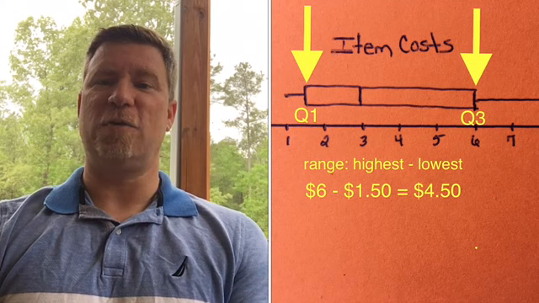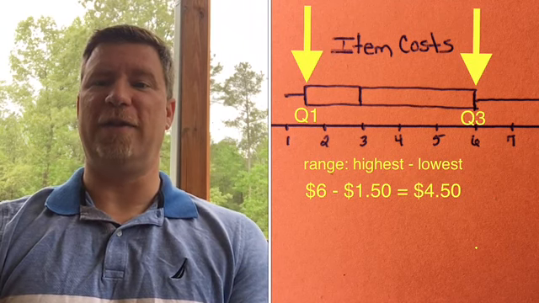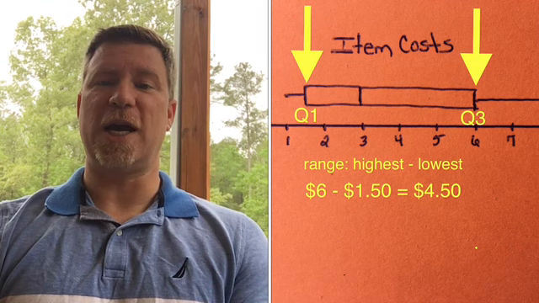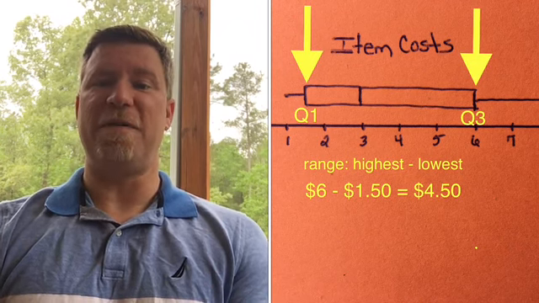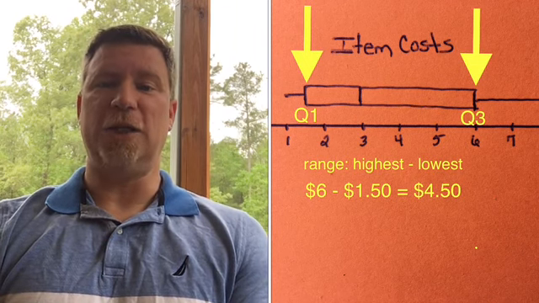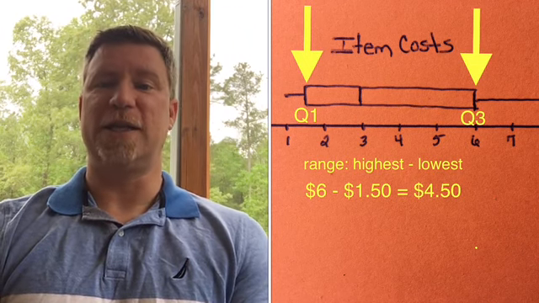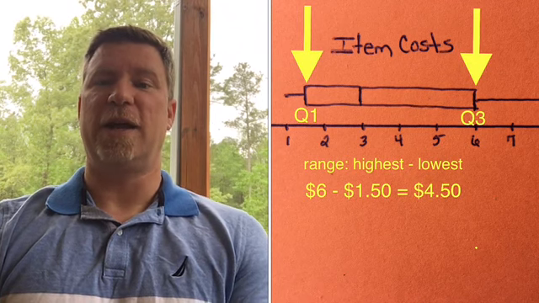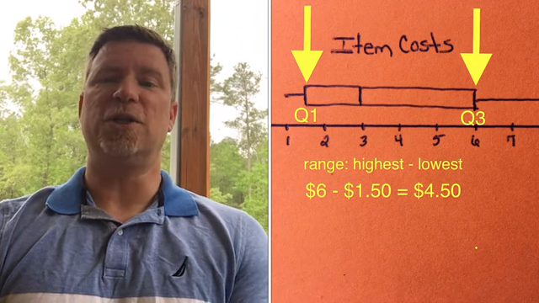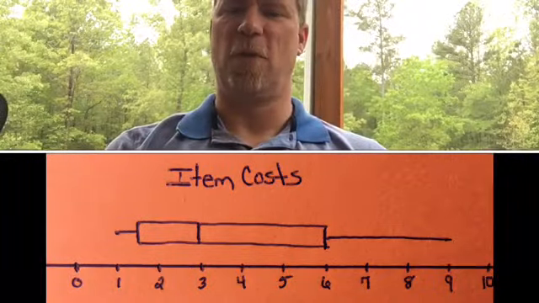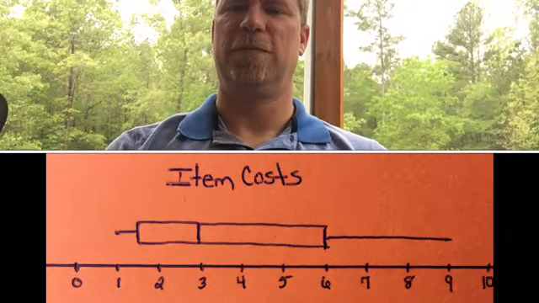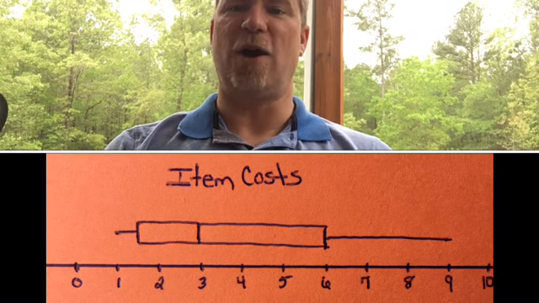What that means is, what is the range between the first quartile and the third quartile? Well, the third quartile is $6. The first quartile is $1.50. So to find the range, I'm just going to simply subtract $6 minus $1.50. That gives me $4.50. So my interquartile range was $4.50. Question 4. According to this box plot, how many items did I buy that cost me between $3 and $6?